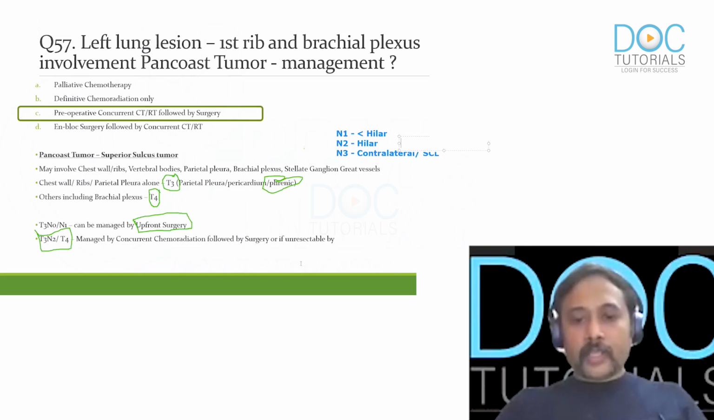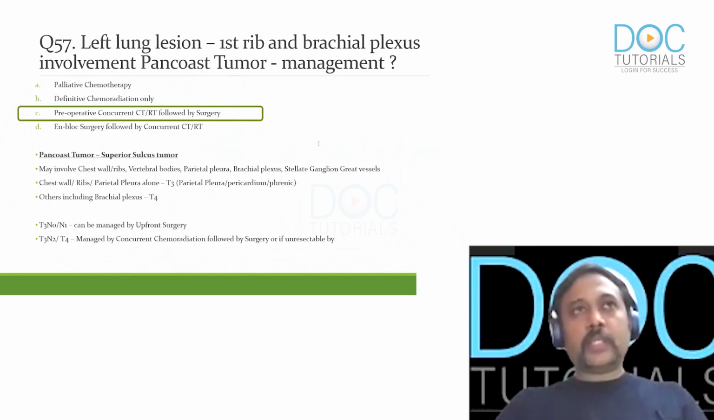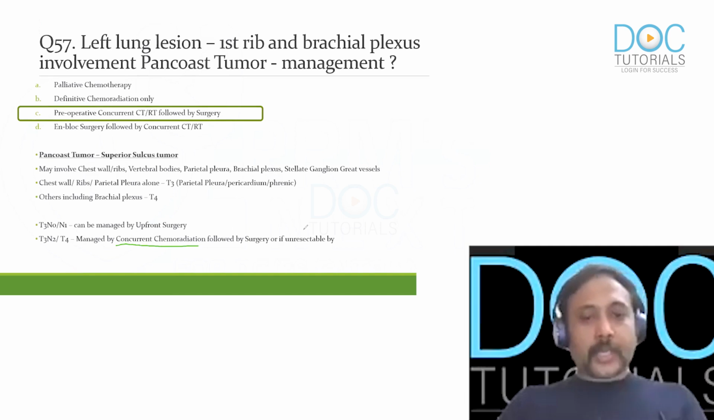On the other hand, when you have an N2 disease, which means when the hilar nodes are definitively involved, or by doing a preoperative mediastinoscopy you detect that N2 nodal disease is there, then you have to always go for concurrent chemoradiation followed by surgery. It cannot be a primary surgery in this kind of scenario. So whenever you have N2 disease, the treatment goes straight into concurrent chemoradiation and then surgery if it is resectable, or if it is unresectable, then you will go for only palliative chemotherapy alone. Okay, so that is going to be the option.